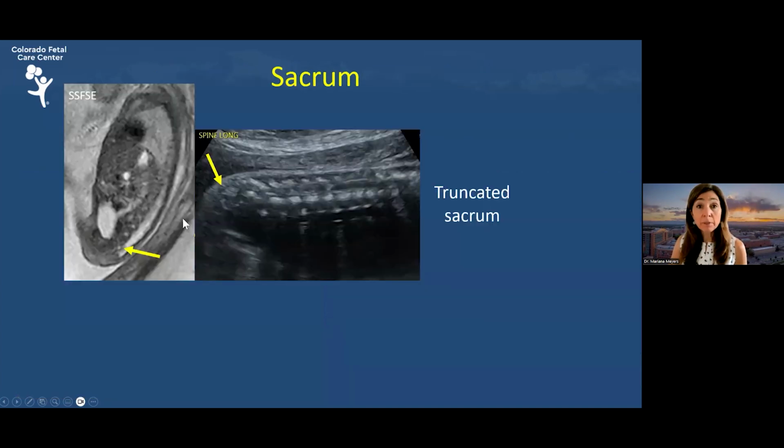The sacrum can be blunted, can be abnormal, and we know by postnatal imaging that it can have a scimitar appearance, can have absence, partial, complete agenesis, etc. So by fetal MRI, it is hard.